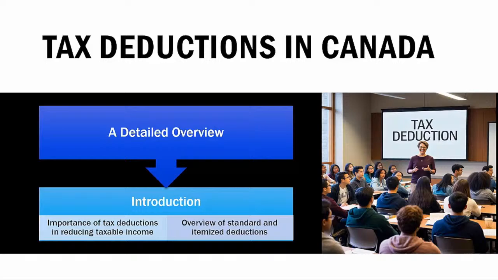Tax deductions in Canada, a detailed overview. Tax deductions are crucial in reducing the amount of income that is subject to taxation, thereby lowering the overall tax liability. In Canada, deductions come in two primary forms: standard deductions and itemized deductions. Let's explore each type in detail, with explanations and examples to help clarify these concepts.